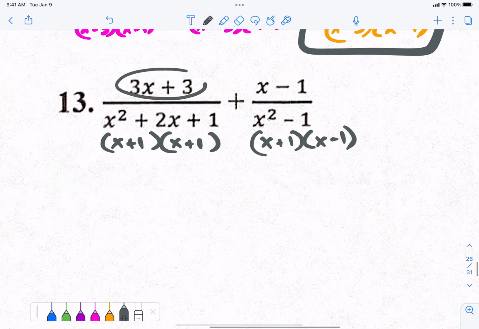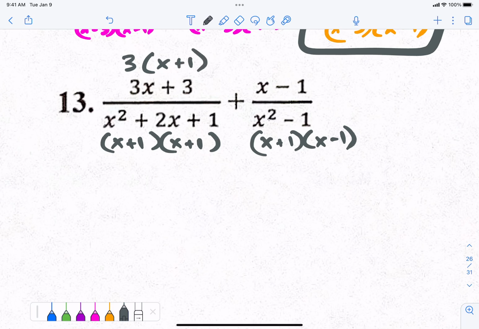Normally we don't have to worry about factoring the tops, but I'm going to. Look at this 3x plus 3. You can take out a 3, the greatest common factor, and then you have x plus 1. And this x minus 1, you can't do anything with that, right? So it just stays x minus 1.